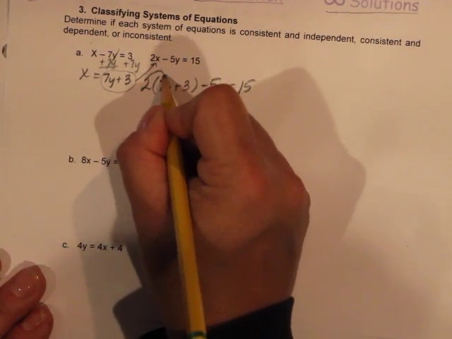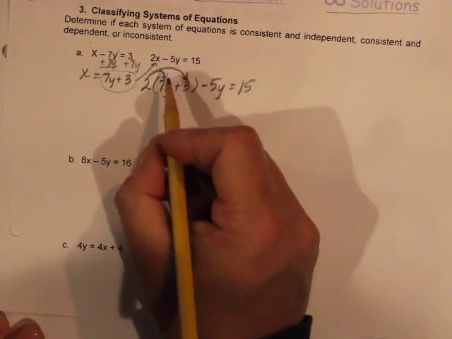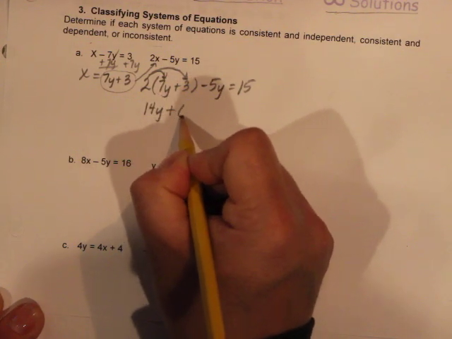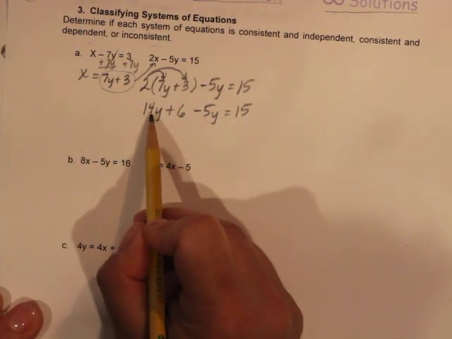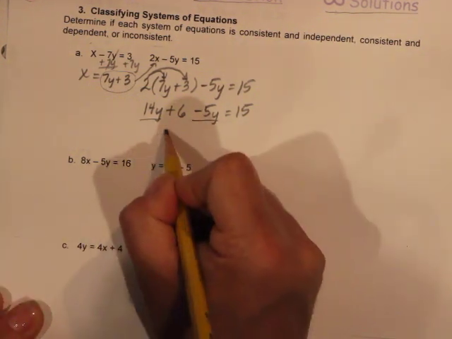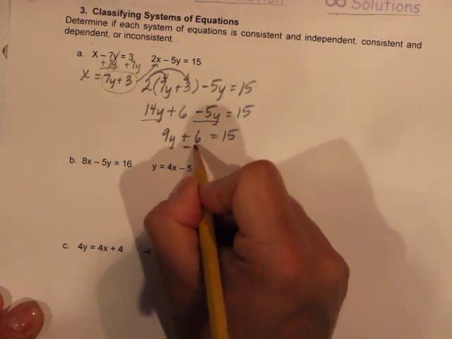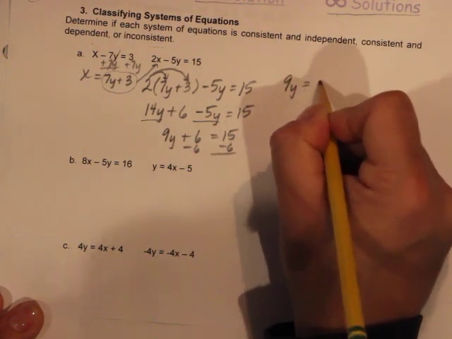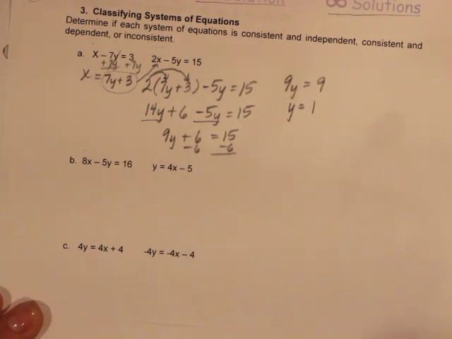Distribute. I'm going to distribute to this term first, and then I'll distribute to the second term before I do any of the addition or subtraction. 2 times 7y is 14y. 2 times plus 3 is plus 6, minus 5y equals 15. Let's combine like terms. I've got 14y minus 5y, which gives me 9y plus 6 equals 15. Subtract the 6, and I end up with 9y equals 9, and y equals 1.